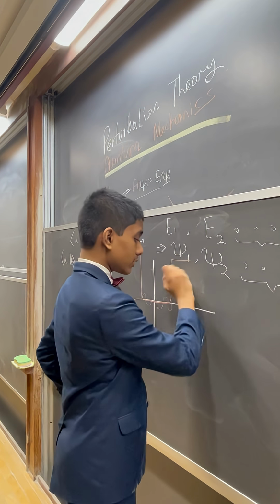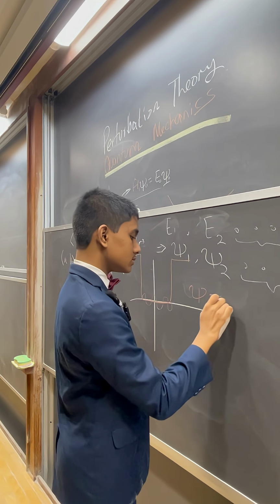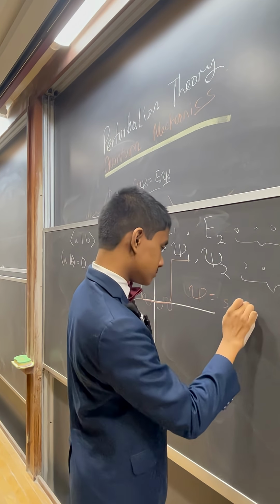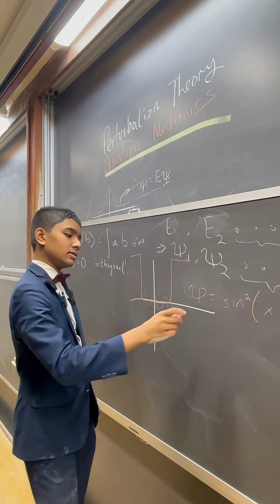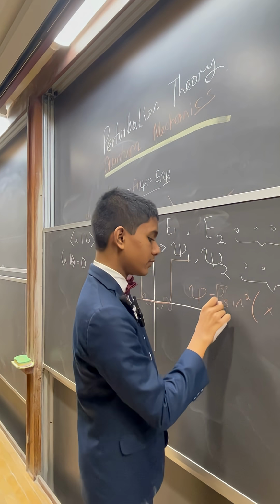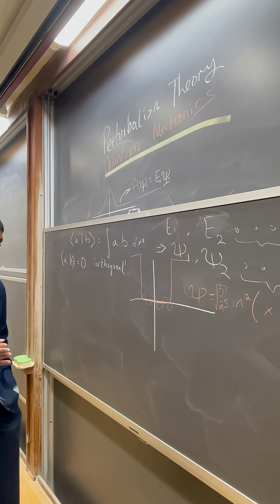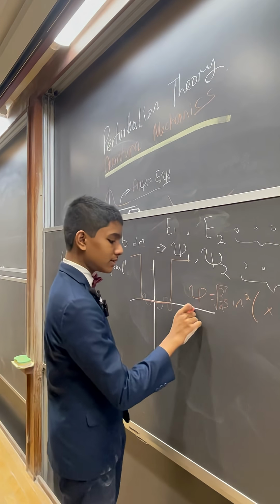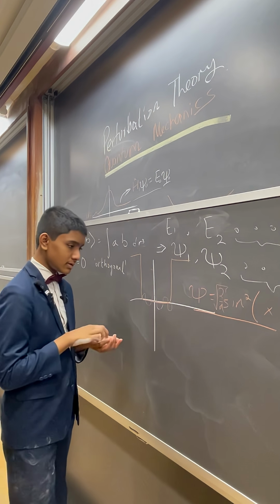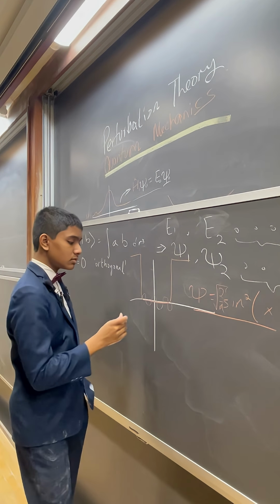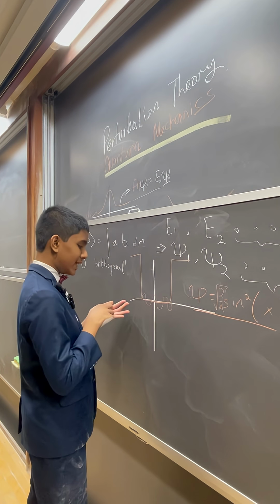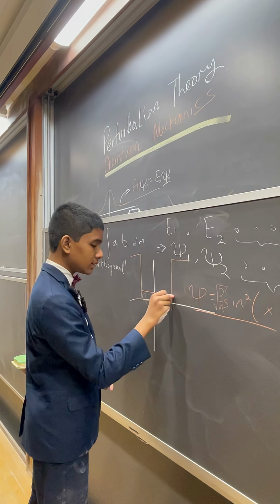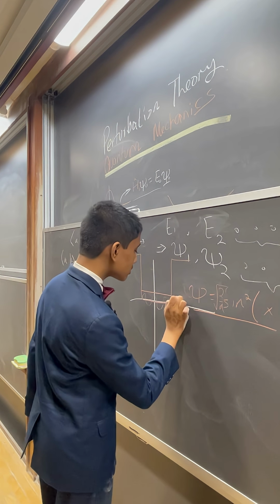U is equal, psi is equal to sine squared x. Well, if you normalize it, it's going to be the square root of 2 over a sine squared x. If we take this, and now, let's say we make a little perturbation, we raise the potential by a small amount.